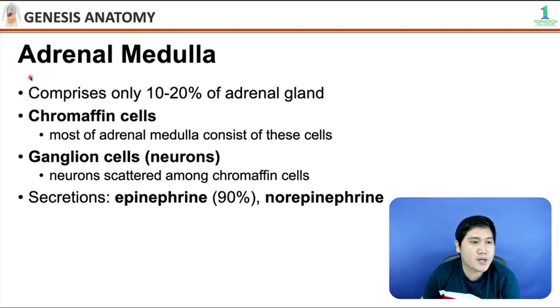Histologically, you have an adrenal medulla and a cortex. The inner layer is the adrenal medulla, which comprises 10 to 20% of the gland. There are two types of cells that we can see, the chromaffin cells and the ganglion cells. But what's important are the secretions. It secretes epinephrine, majority 90%, and norepinephrine.